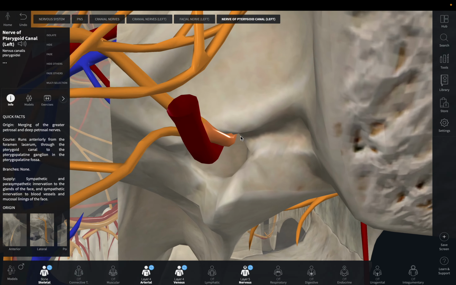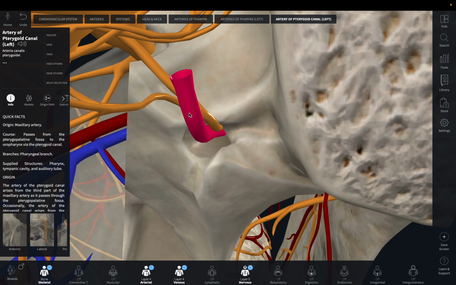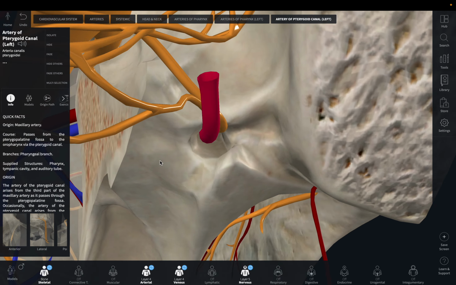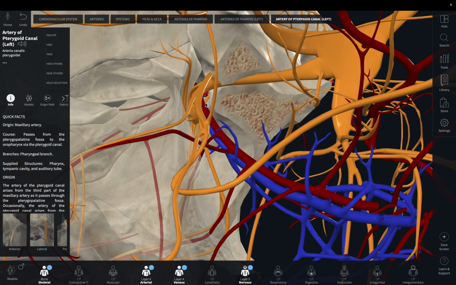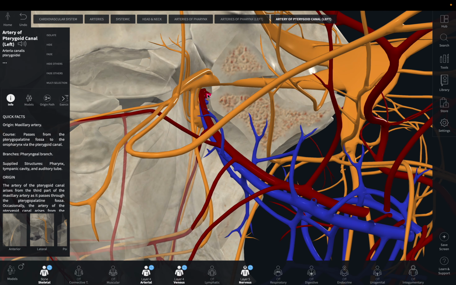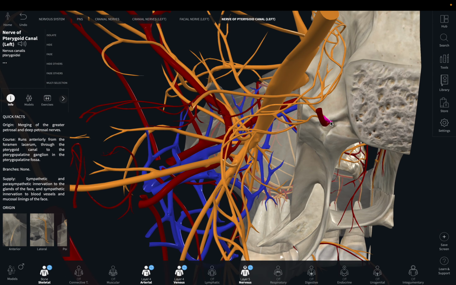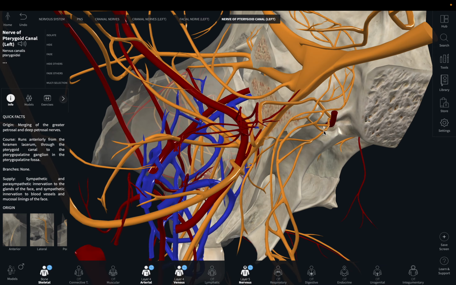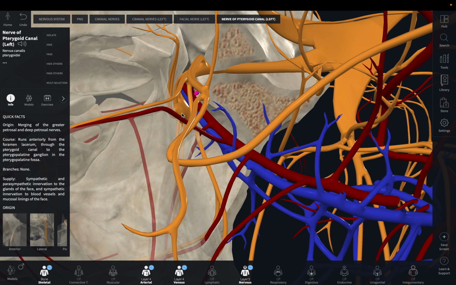The nerve of the pterygoid canal passes through the pterygoid canal with the artery of the pterygoid canal, which is one of the terminal branches of the maxillary artery. Let's see if I can show you. So the maxillary artery, you can just see it highlighted there. One of its terminal branches, along with the sphenopalatine artery, is the artery of the pterygoid canal. So those structures pass through the pterygoid canal and meet up with the ganglion, the pterygopalatine ganglion within the pterygopalatine fossa.